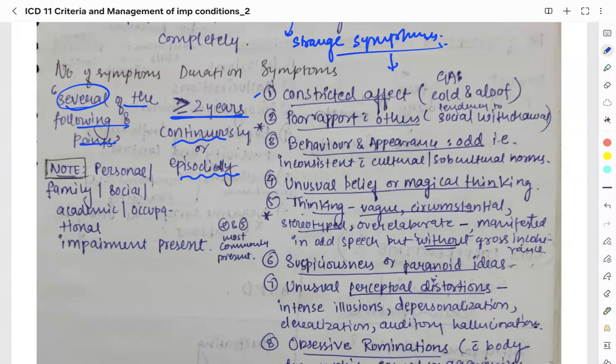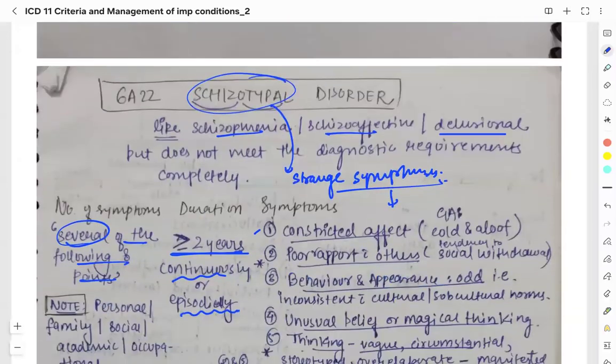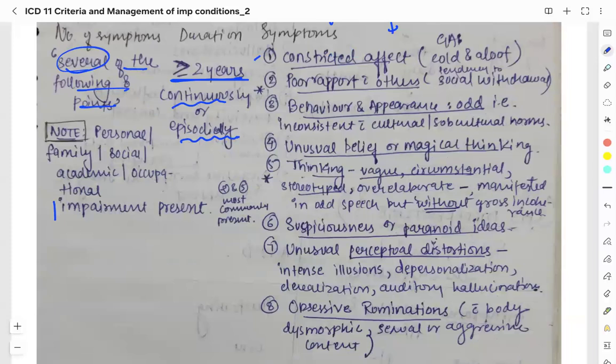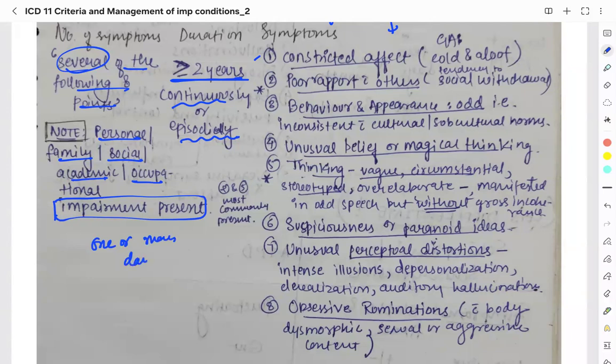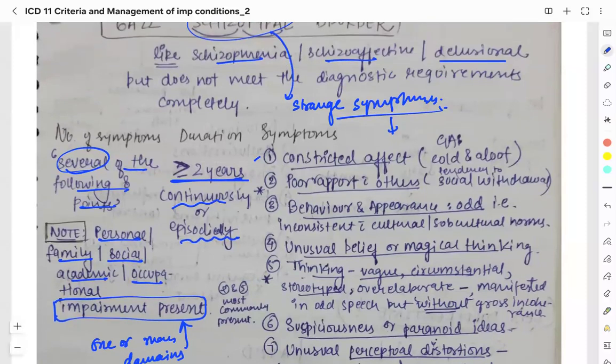And it is important, I forgot to mention, in both schizoaffective and schizophrenia, impairment will be present. So, impairment in what all domains? In personal, family, social, academic, occupational, one or more domains. So impairment will be present in schizotypal disorder as well. So let us look into the symptoms.